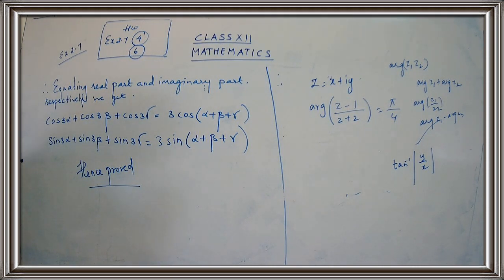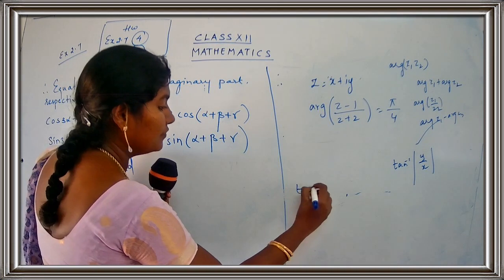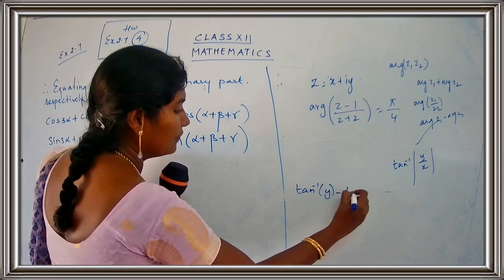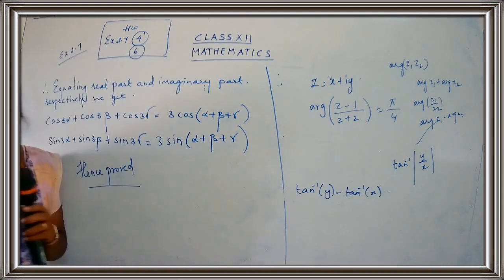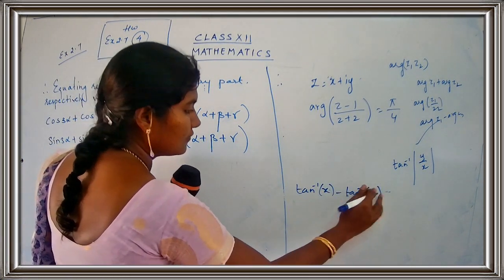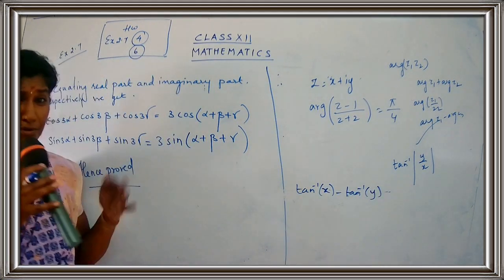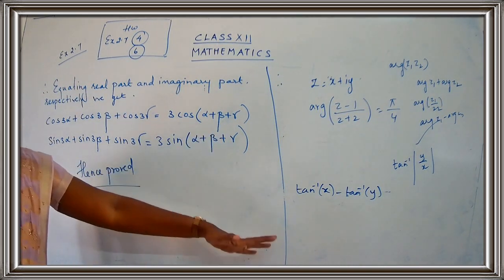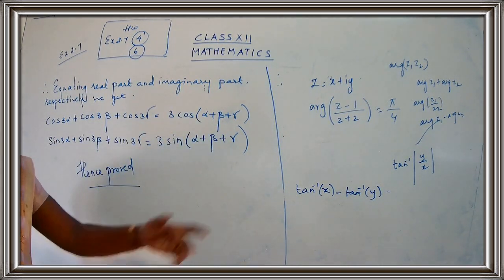There you have to use a property. You will be using property number 6. Property 6. Can you see a heading over there? Under property 6, you are going to use the 6th sub property. That is, you have to use the property for tan inverse x minus tan inverse y. Okay, so you will be using this formula. So I am just giving you a hint so that you can try out the sum. So apply the formula and try to simplify it and you will get the answer.